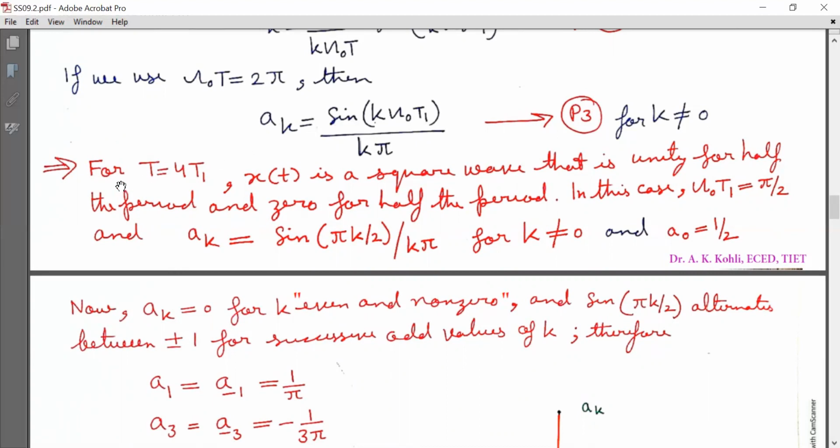Now we will discuss a special case. For capital T equal to 4T1, x(t) is a square wave that is unity for half the period and 0 for half the period. In this case, capital omega 0 T1 is equal to pi by 2. Now put omega 0 T1 equal to pi by 2 here. So that will lead to ak equal to sine of pi k by 2 divided by k pi for k not equal to 0. And a0 is equal to 1 by 2.